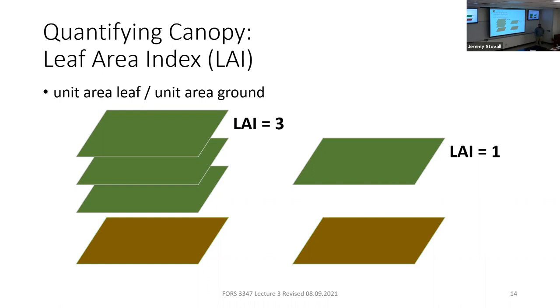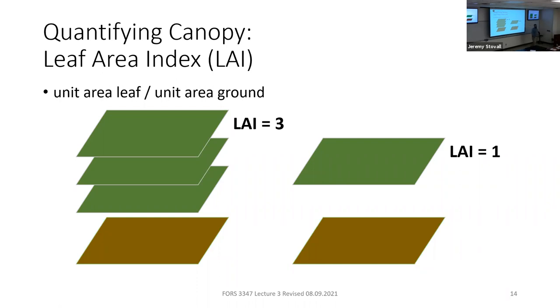Now, you could put units on leaf area index. You could make it a square foot of leaf per square foot of ground. You could make it a square meter of leaf per square meter of ground. Technically, those units shouldn't cancel out because a square meter of leaf is not the same thing as a square meter of ground. They're different variables, but we don't worry about that.